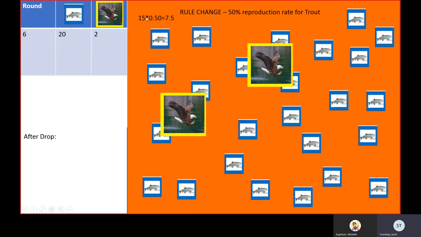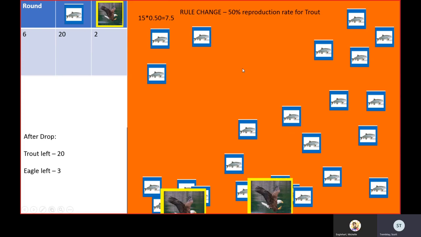So our numbers look like this. 15 times 0.5 rounds up to 8. So, yeah, we could add the 5 back, right? Yeah. Okay, so we're back up to 20. Cool.